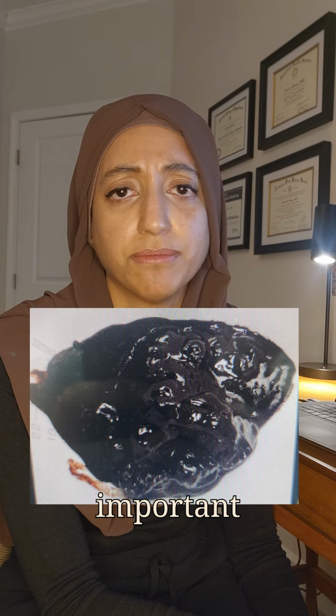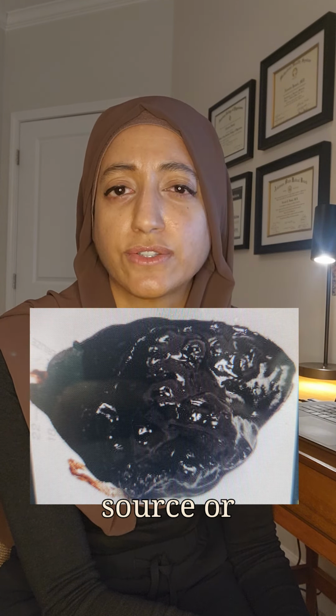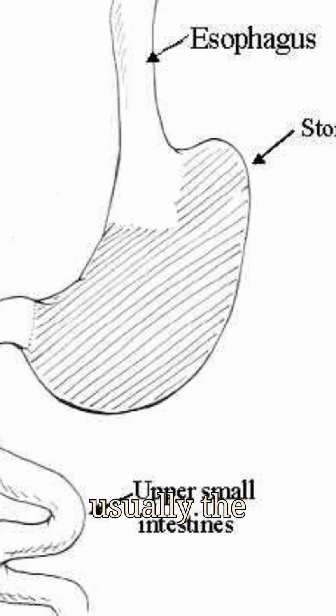The color is important because it can help locate a source, or where in the GI system the bleeding is happening. So usually the upper third of your GI, which includes your esophagus, your stomach, and your small intestine, is usually the first third of the small intestine. Any bleed or ulceration there will turn black by the time it exits the rectum.